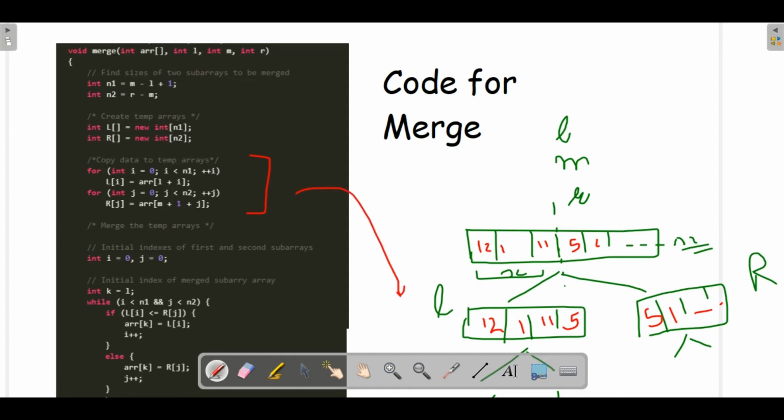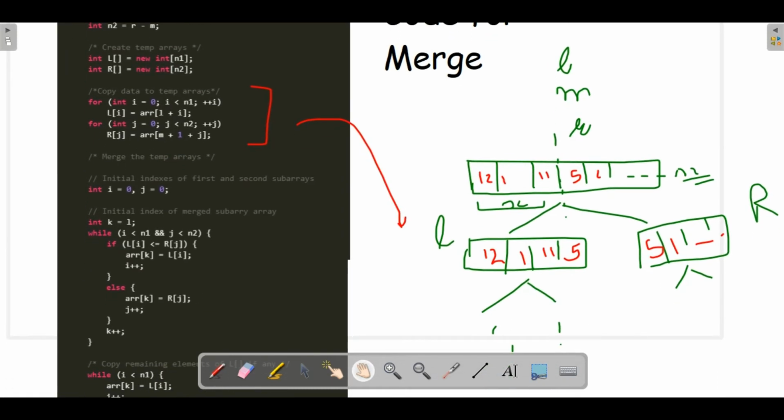Okay, now initialize the index of the first and second subarrays to be zeros. Yeah, we took two values i and j, and we gave them zero values, and your k value to be the lower bound. So lower bound stays your 0. So k is 0. Now understand this, it is pretty important, so please keep listening.